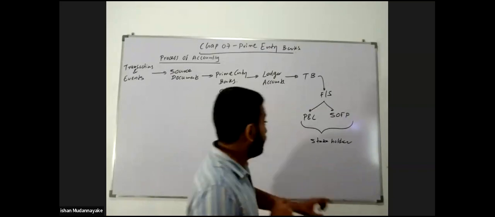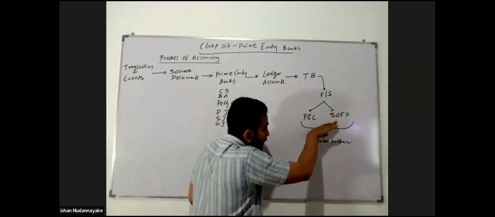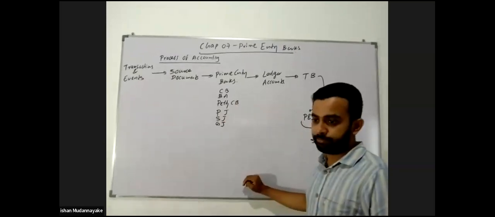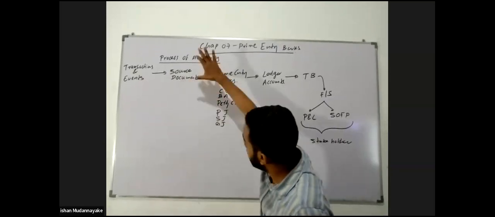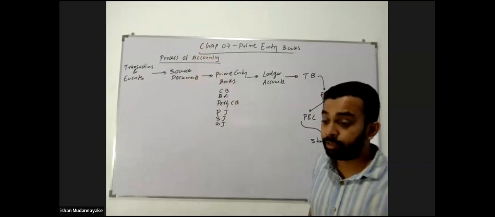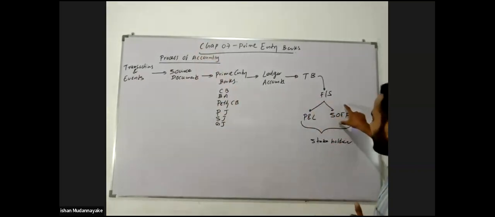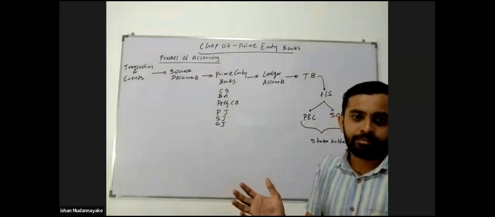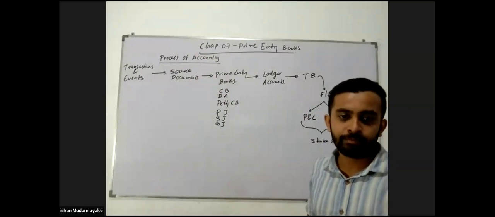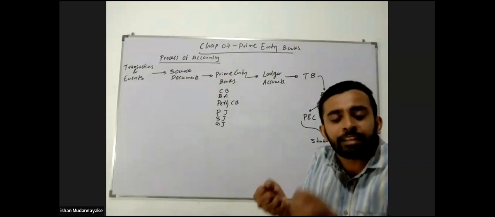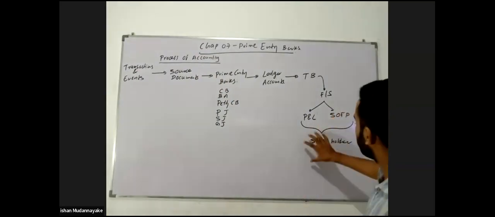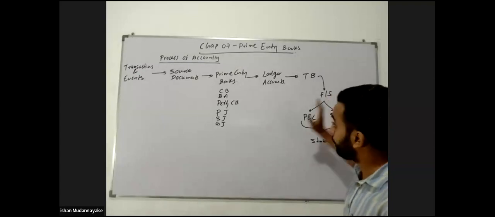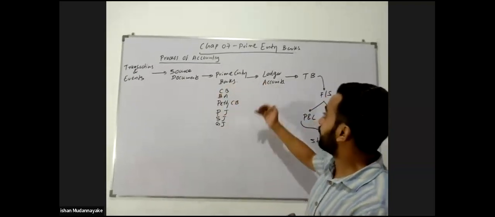But these financial statements start with transaction events. After transaction events, a source document is prepared. To prepare these financial statements in a business organization, there's a complex process. The final result of that complex process is the financial statements. But before preparing these statements, we need to prepare source documents, primary books, ledger accounts, and the trial balance.